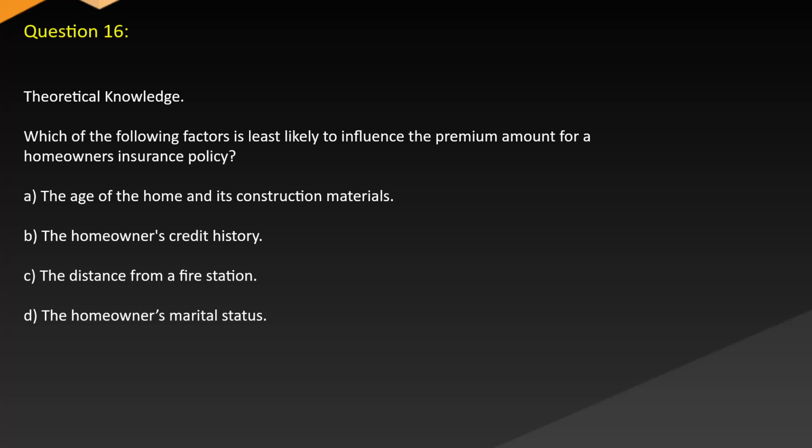Question 16. Theoretical knowledge. Which of the following factors is least likely to influence the premium amount for a homeowner's insurance policy? A. The age of the home and its construction materials. B. The homeowner's credit history. C. The distance from a fire station. D. The homeowner's marital status.